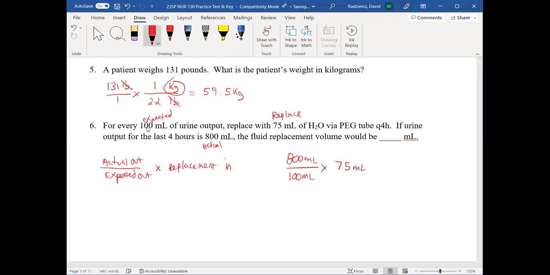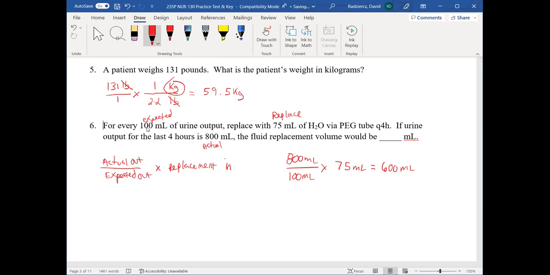And so you would just do 800 times 75 divided by 100, or you can reduce 800 over 100 times 75, and you'll get a replacement number of 600 milliliters. And I just want to double check. Yeah. 600 milliliters.